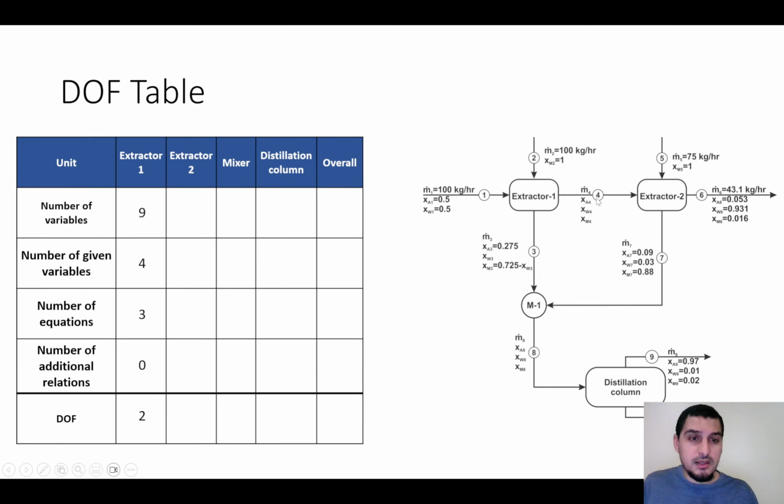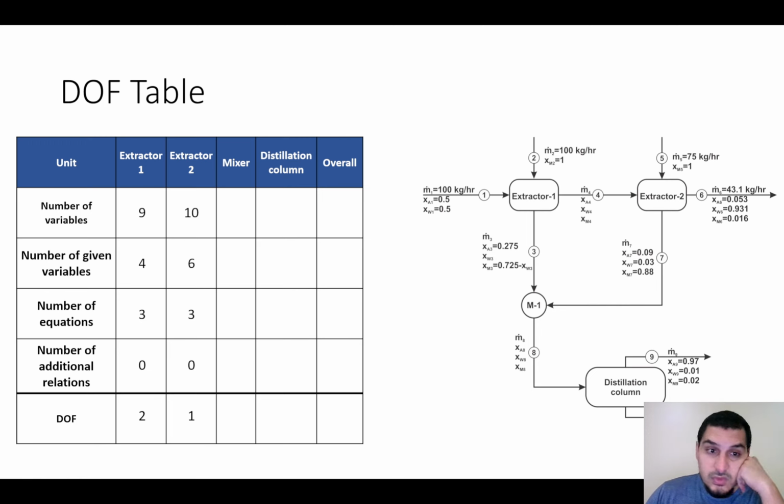We have streams 4, 5, 6, and 7. So we have a number of variables 3, 3, and 3, so this is 9, and we have 1 here, so this is 10. The number of given variables is 1, 2, 3, 4, 5, 6, and we agreed that the last one of the mole fractions or mass fractions is a dependent one, so we don't count it. So we have 6 given variables, and again we have 3 equations and no additional relation, so the degrees of freedom is 1.